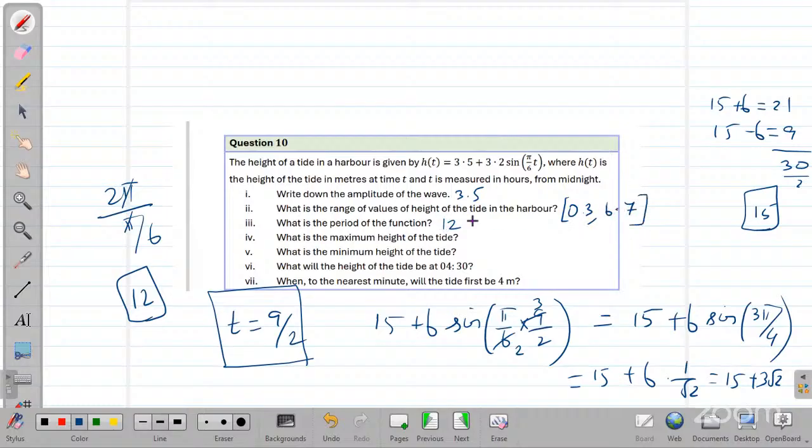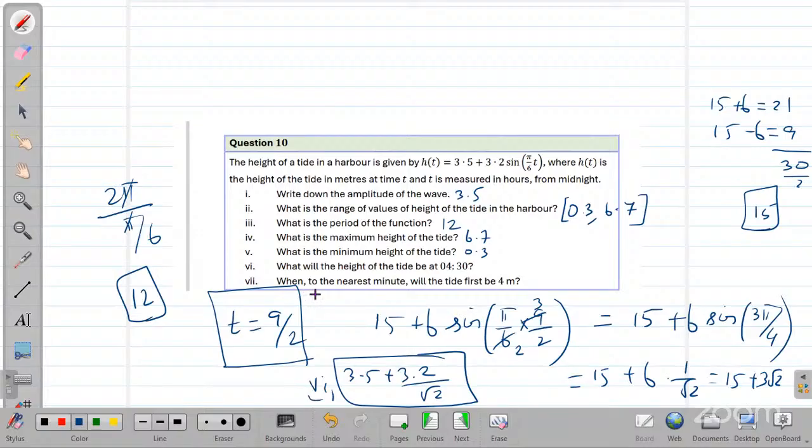What is the period of the function? That's 12. That's the same. And maximum and minimum are there: 6.7 and 0.3. It's 3.5 plus 3.2 divided by square root of 2. If you can just calculate, this gives you the answer for the sixth part.